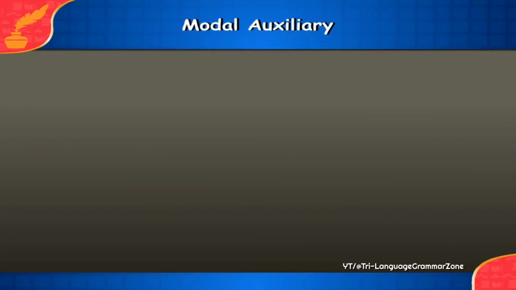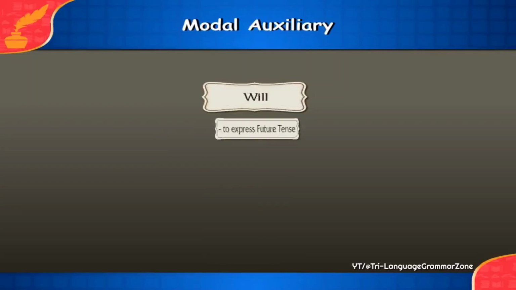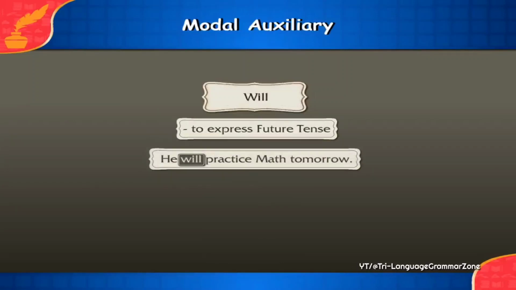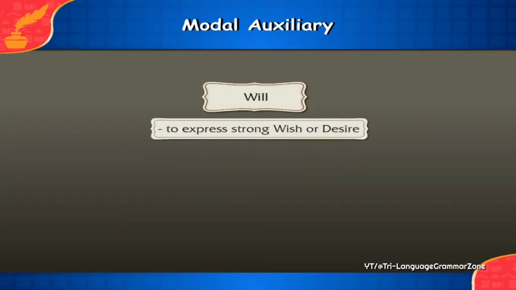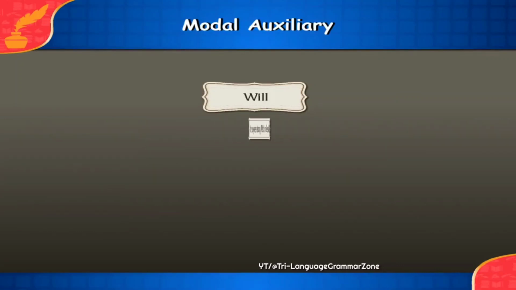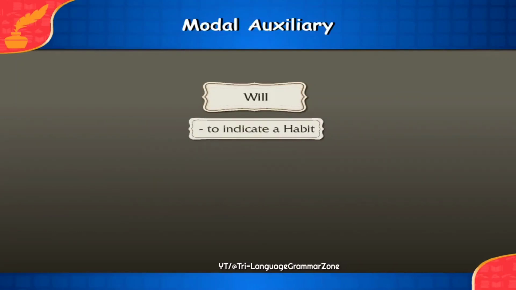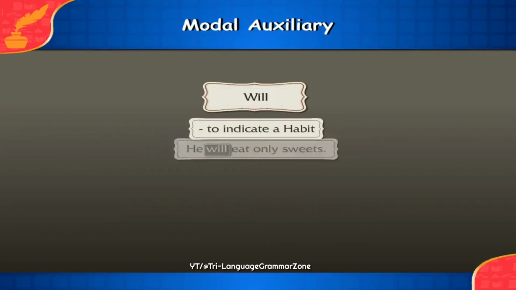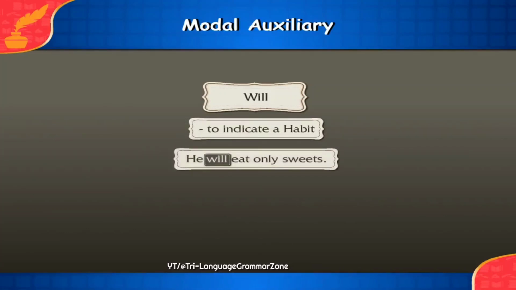The next auxiliary is will. The auxiliary will is used to express future tense. For example, he will practice math tomorrow. Will is used to express strong wish or desire. For example, I will one day become a billionaire. Will is used to indicate a habit. For example, he will eat only sweets.